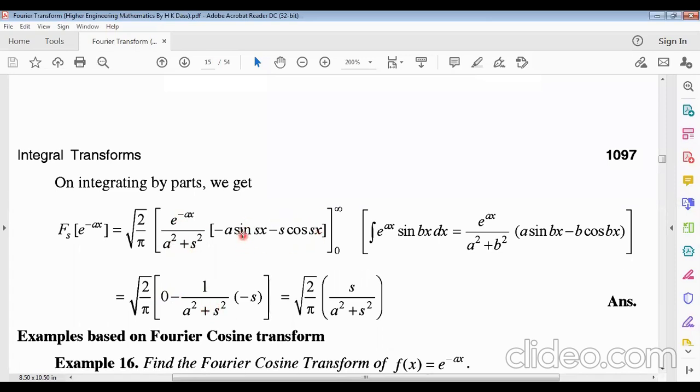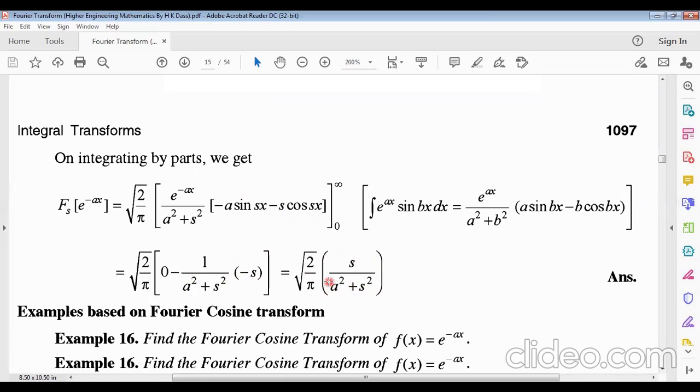Now putting 0, sine 0 what? 0. This is why cos 0 equals 1. This is why only s minus s. This minus s, so minus minus plus. So s divided by s square plus s square. So this is the result of the Fourier sine transform of e to the power minus x.